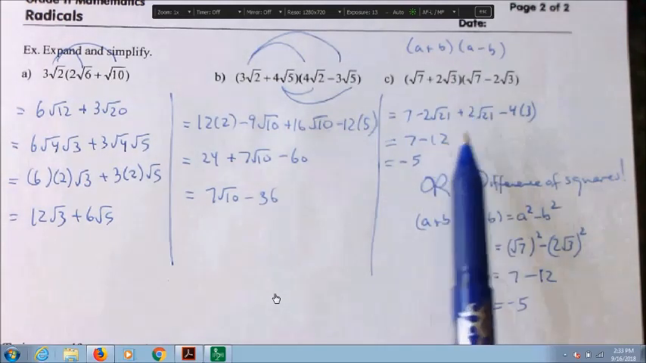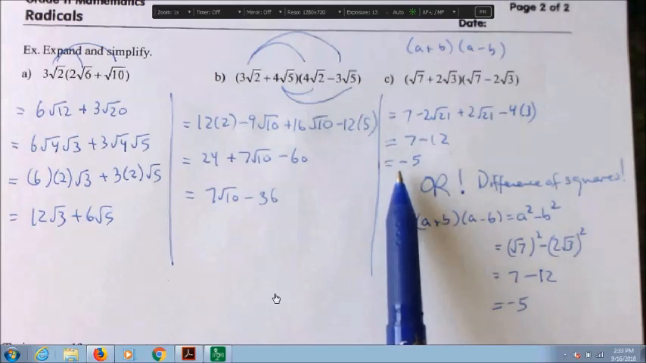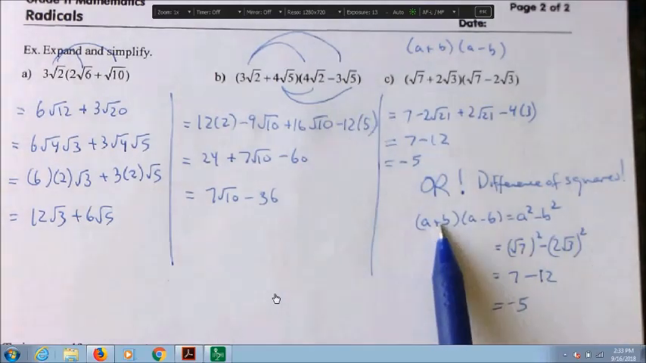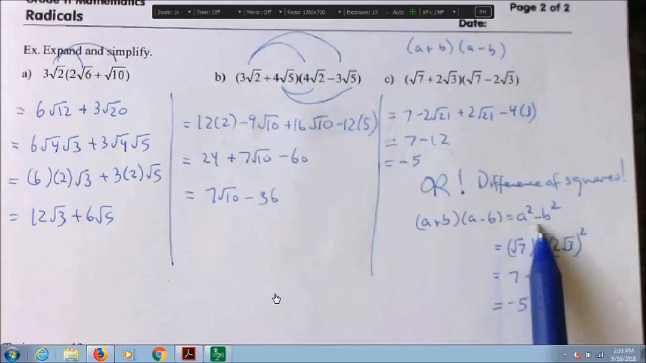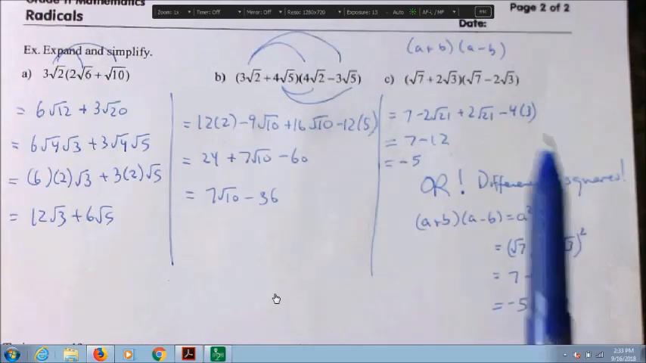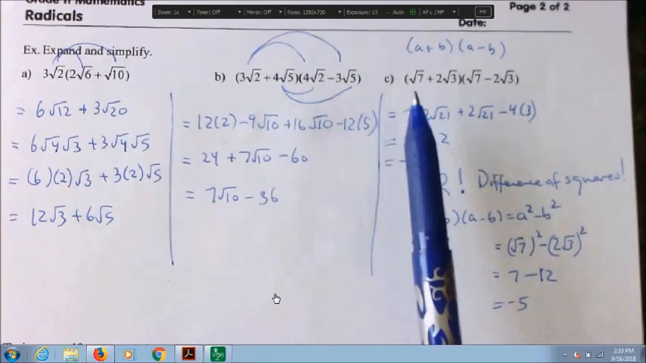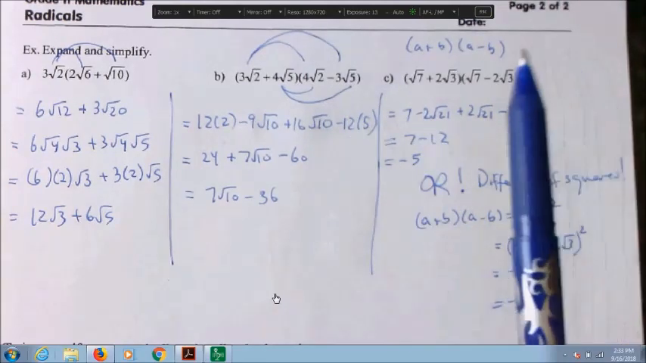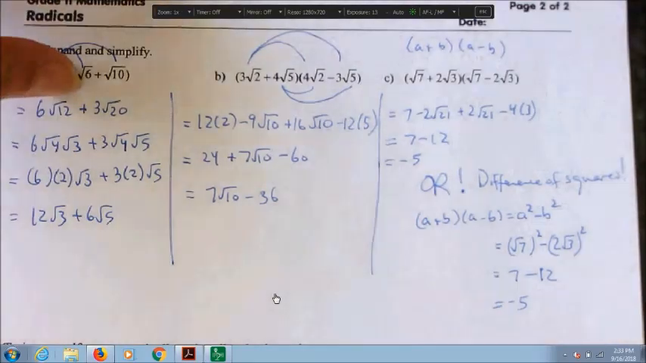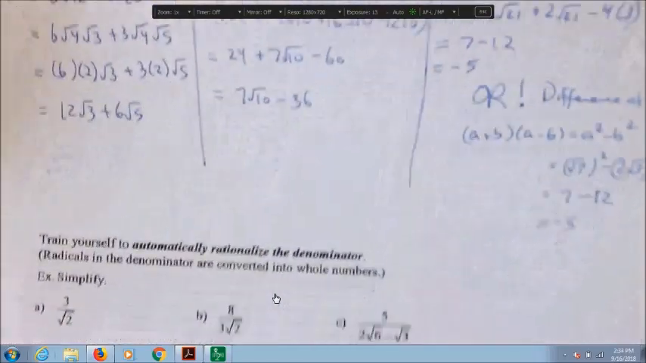Because it's a difference of squares. So the middle terms go away and you're left with negative 5. If you notice up front that it's a difference of squares, you could remember what difference of squares looks like, and that's just a squared minus b squared. Then you can just take the a, which is root 7, and square it, and the b, which is 2 root 3, and square it, and then you can go directly to the answer. Okay, so that's it for simplifying.